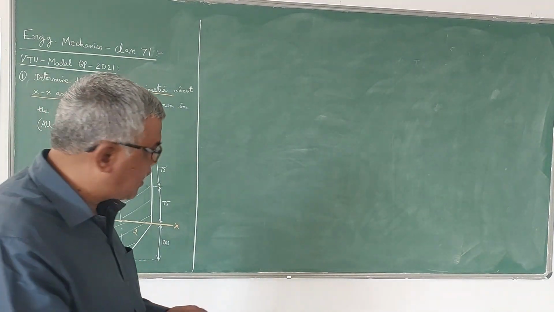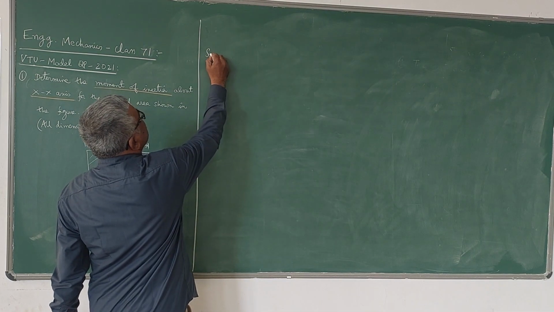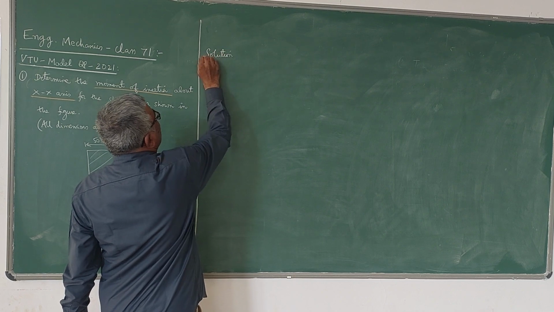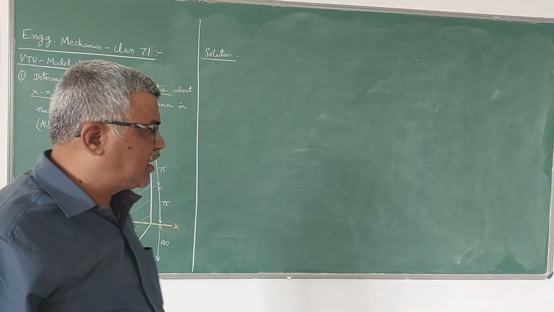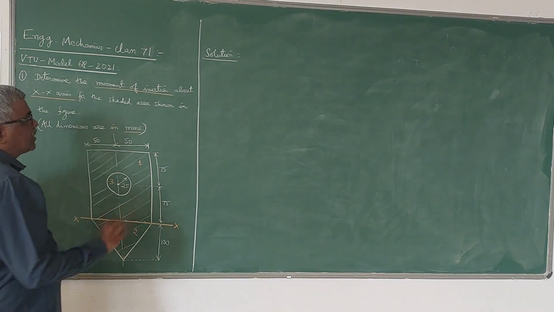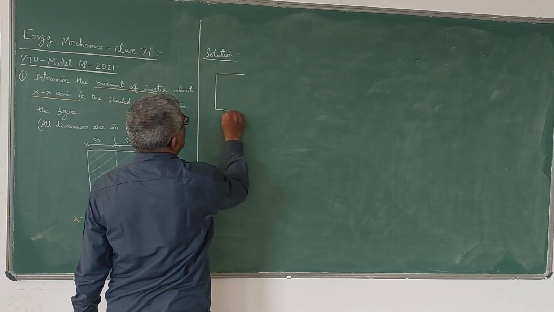Now, for this we have to use a very important rule called the parallel axis theorem. So the solution works like this. We can directly, without locating the centroid of the shaded area, write the moment of inertia expression. The only thing is you should know the moment of inertia expression for the individual sections.